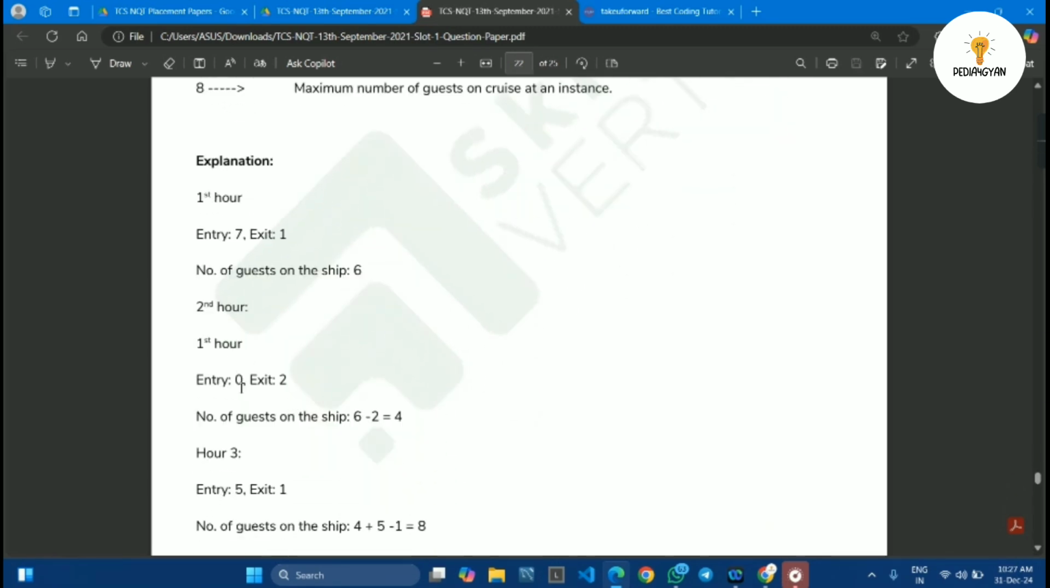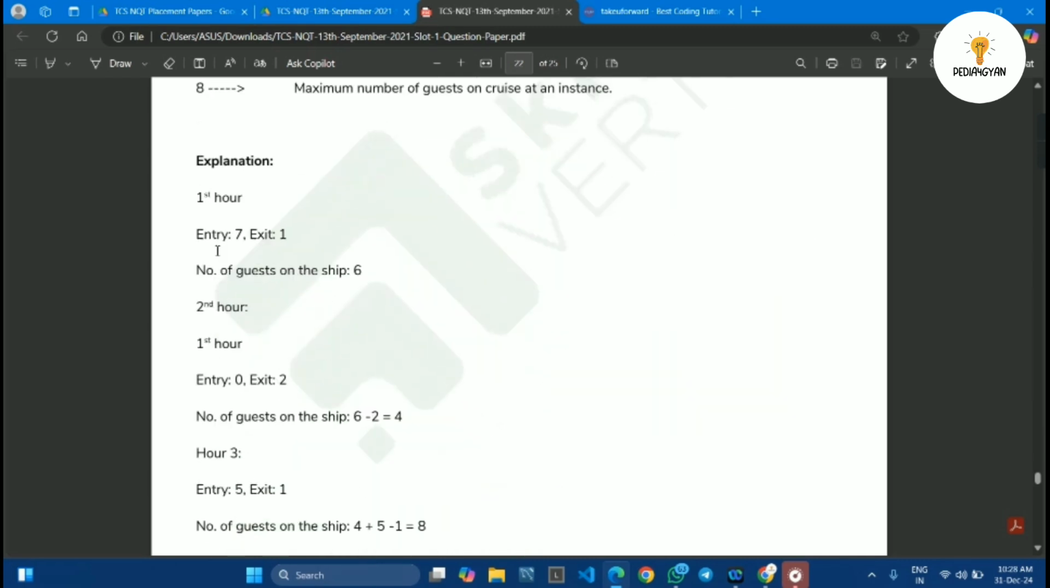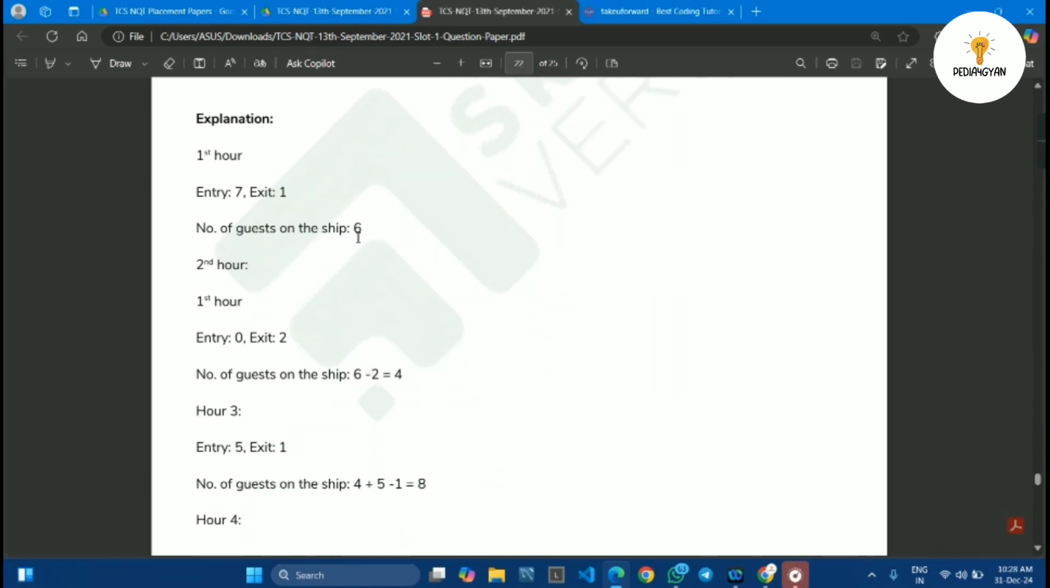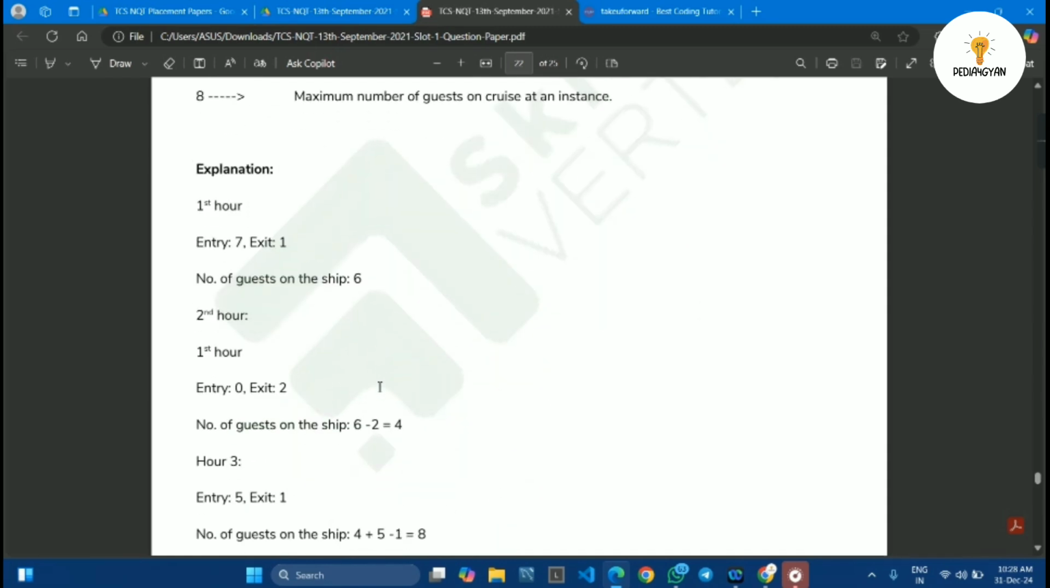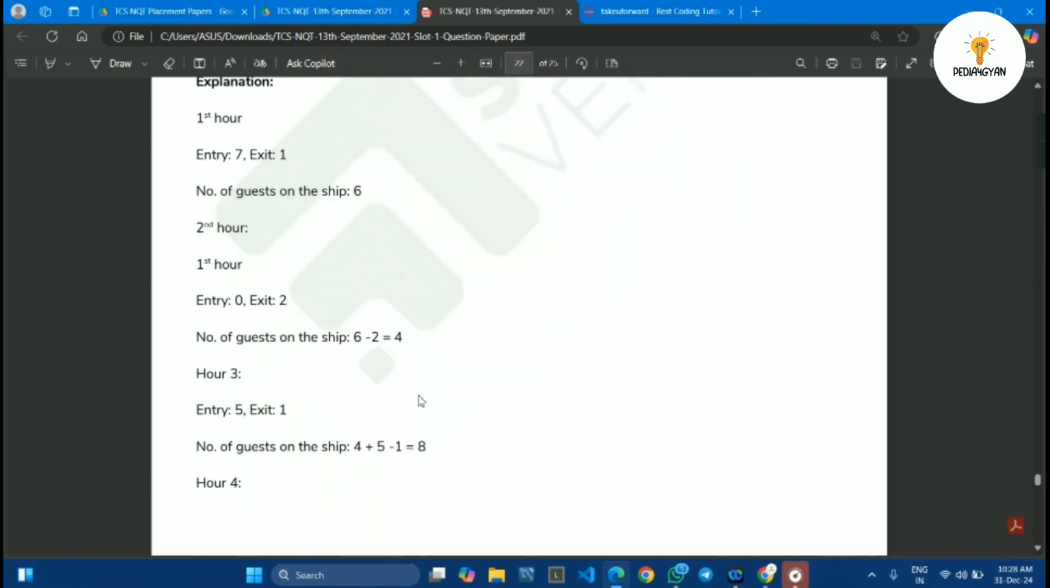For the second hour, 0 entry. Look at this, 0 entry. And how many exit? 2. Firstly we have 6 guests, so 6 minus 2, because 0 entry, no one entered, but how many exit? 2 exited. So 6 minus 2, 4. Now on the cruise there are 4 members.